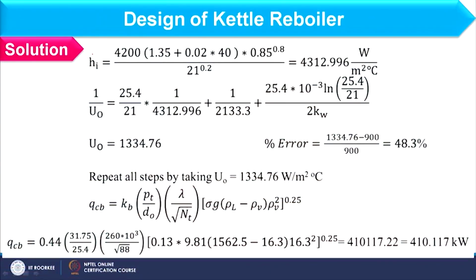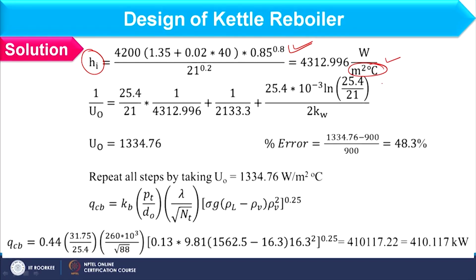And usually in kettle reboiler passes are 1-2, if you recall the design procedure. Fine. So, in this way we can find out the velocity, and so I can find out the heat transfer coefficient in tube side considering this expression, and the value comes out as 4312.996 watt per meter square degree Celsius, right.